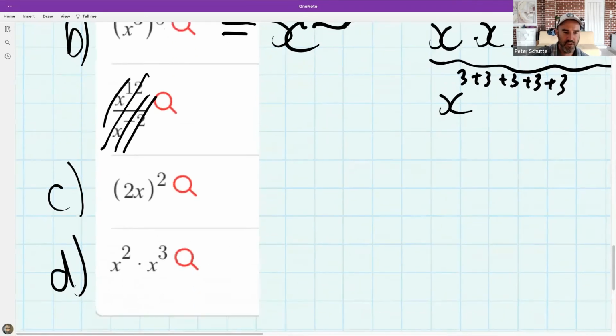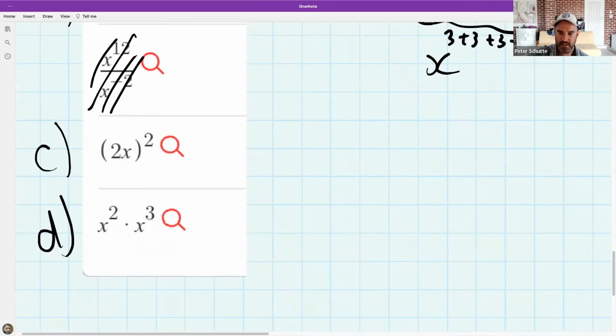Let's try and do C and D. Mr. S, while they do that, we have a question from Zukanye. Zukanye, go ahead.